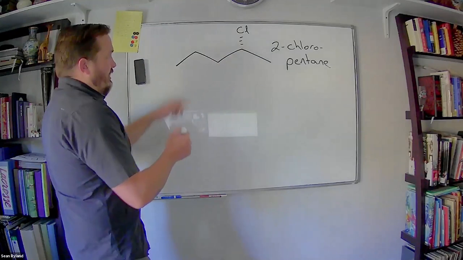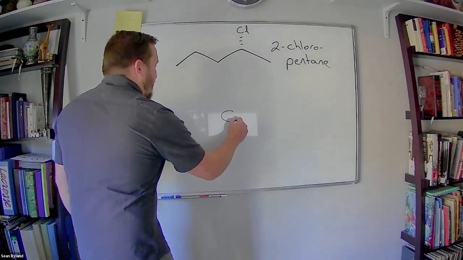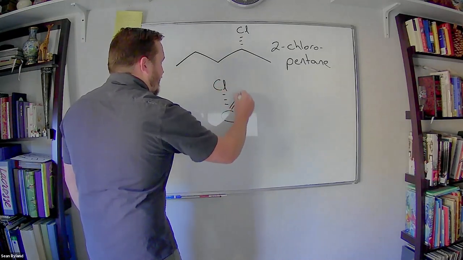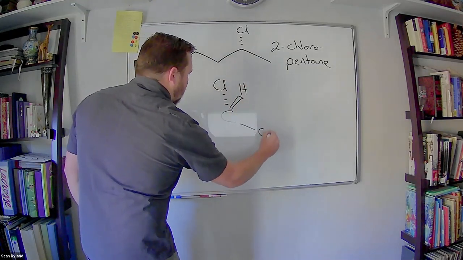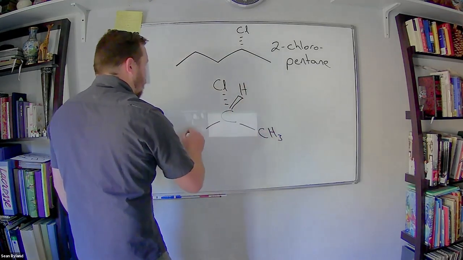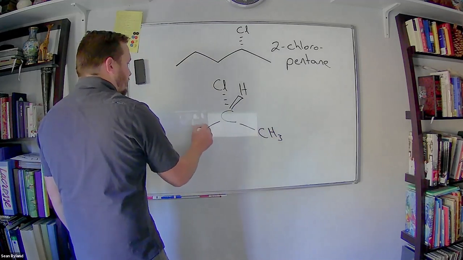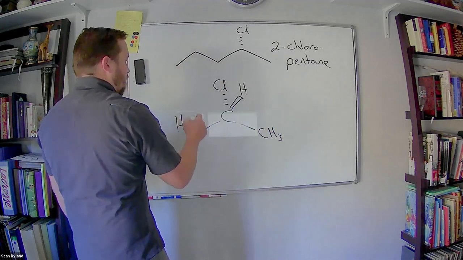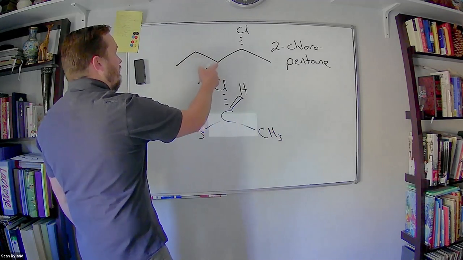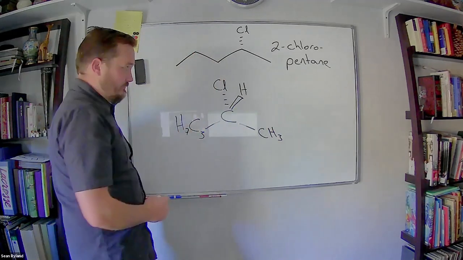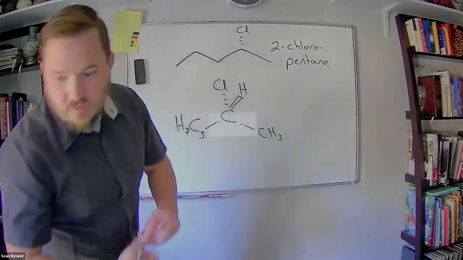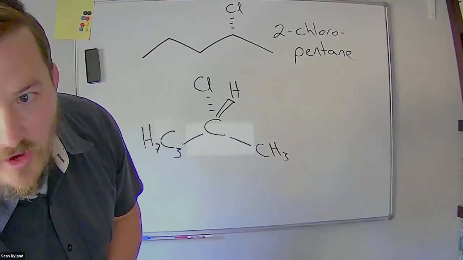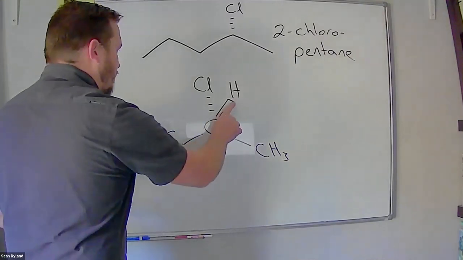All right, so I'm going to take this and just redraw it, leave everything where it is, more or less, and draw everything that's attached. This is going to be C3H7. The idea here is we expand that asymmetric center so we can tell where everything is, including drawing the hydrogen.